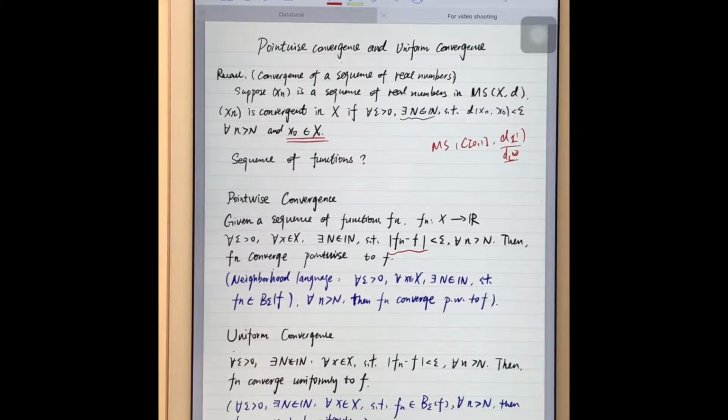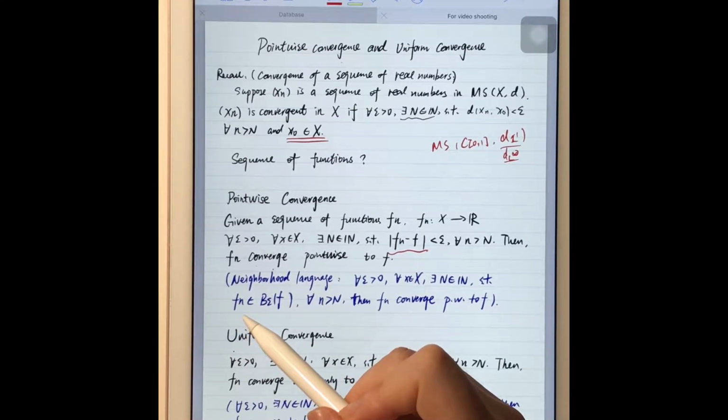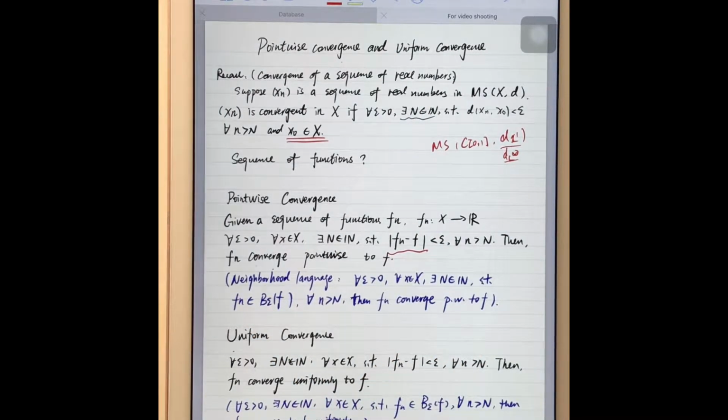In neighborhood language, that will be: for any epsilon larger than 0 and any x in the domain X, there must be a natural number N such that f_n is contained in the ball centered at f with radius epsilon for any n larger than N. Because in the previous definition we said |f_n - f| is strictly smaller than epsilon, when n is larger than N all the functions f_n must be contained in the ball centered at f. Then we say f_n converges pointwise to f.